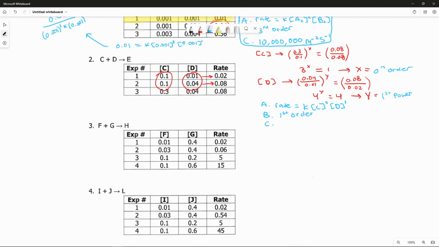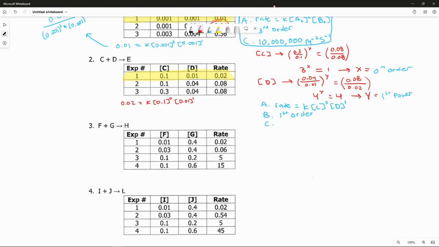C asks us for the K value. All we do for the K value is we plug it in. So let's take a look. We get the first data set. I always like using the first data set. And we plug these values in. So rate is 0.02 equals K times the concentration of C, 0.1 to the 0th, times concentration of D, 0.01 to the 1st.